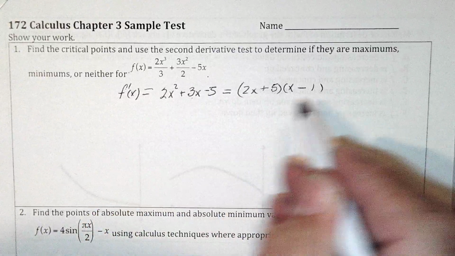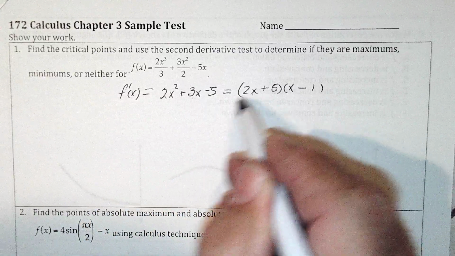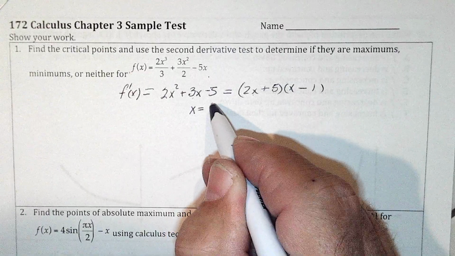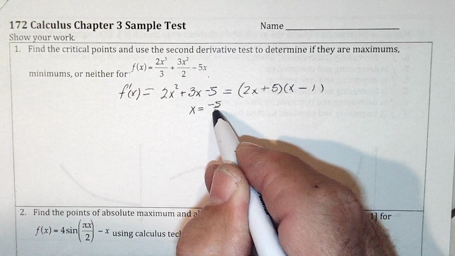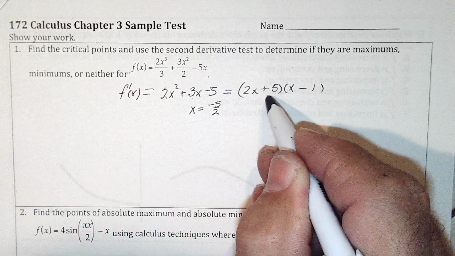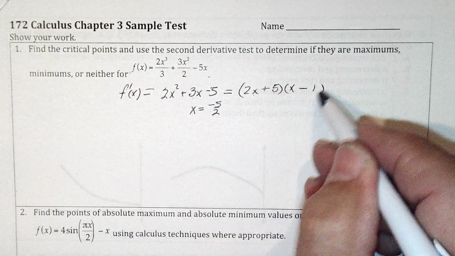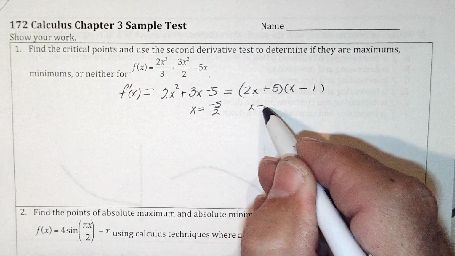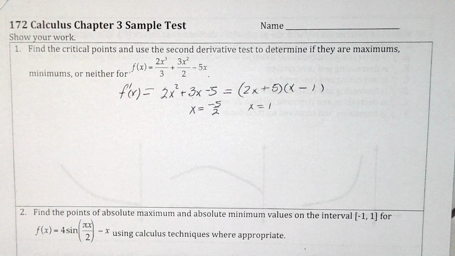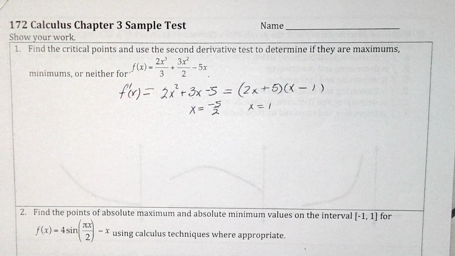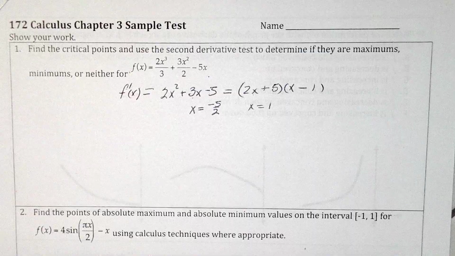So this equals 0 when x is equal to negative 5 halves. Just set that equal to 0 and I get that. Setting that equal to 0, I get x equals 1. Those are the critical points. Now I need to know whether they're max or min or neither.